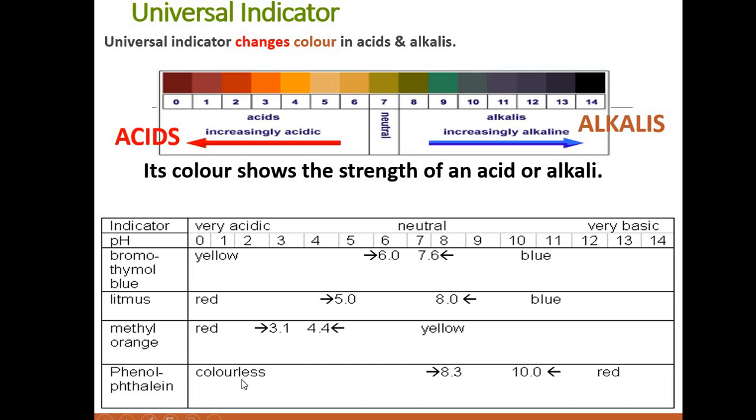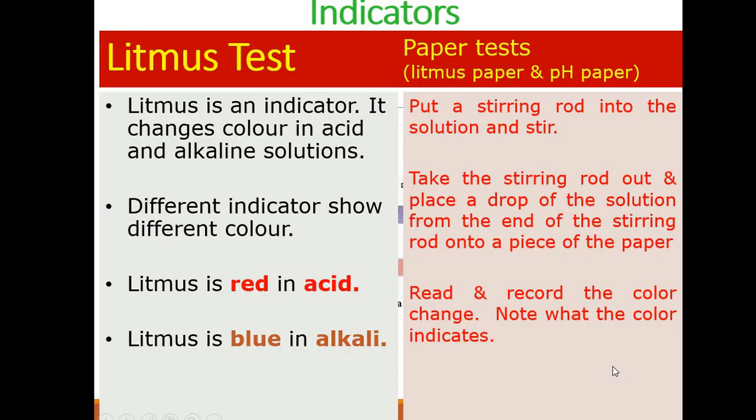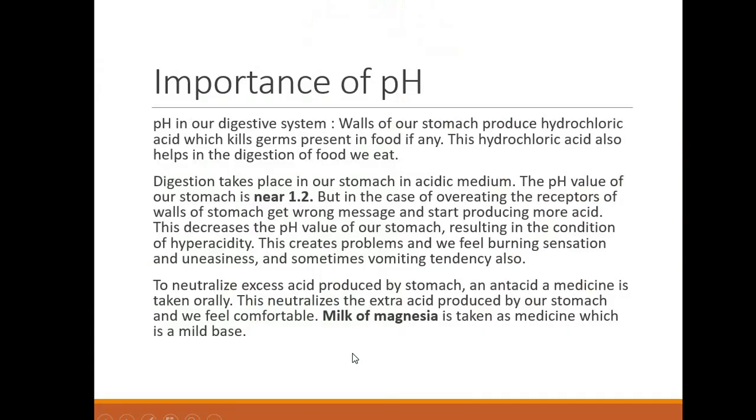Phenolphthalein will be colorless for acidic solution and it will be red for basic solution. Next test is litmus test. Litmus test is an indicator. It changes color in acid and in alkaline or basic solutions. Different indicators show different colors, like red for acid and blue for basic substance.